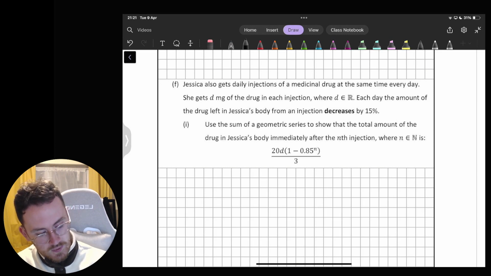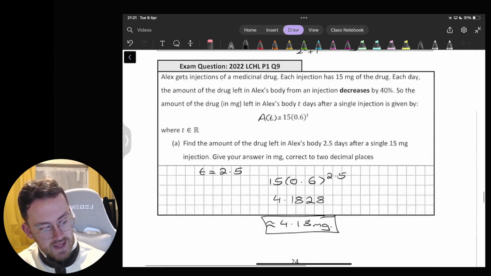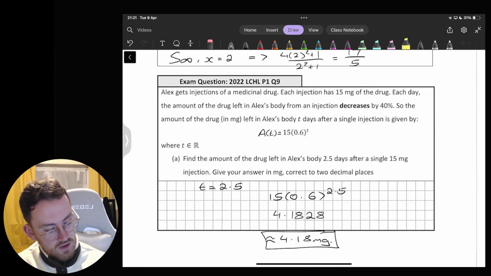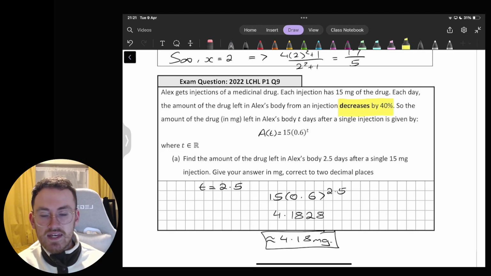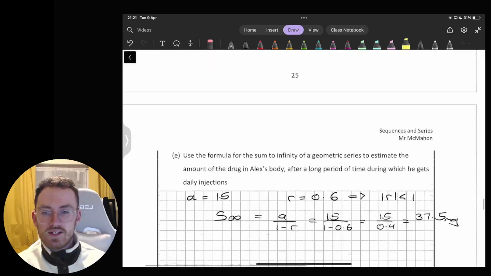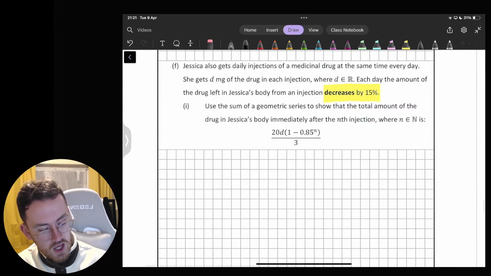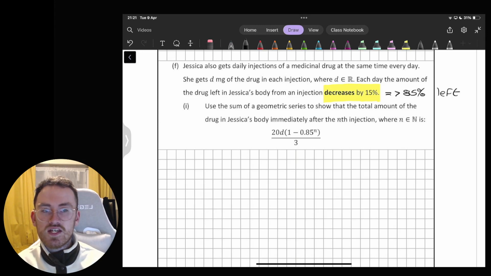So we need to break this down, and we can use some comparison to Alex's situation here. In Alex's case, the amount of the drug left in his body decreases by 40%. What that means is there was 60% of it left in his body, and that's where we got the 0.6 from. Because this decreases by 15%, that means there's 85% left in her body, or 0.85.